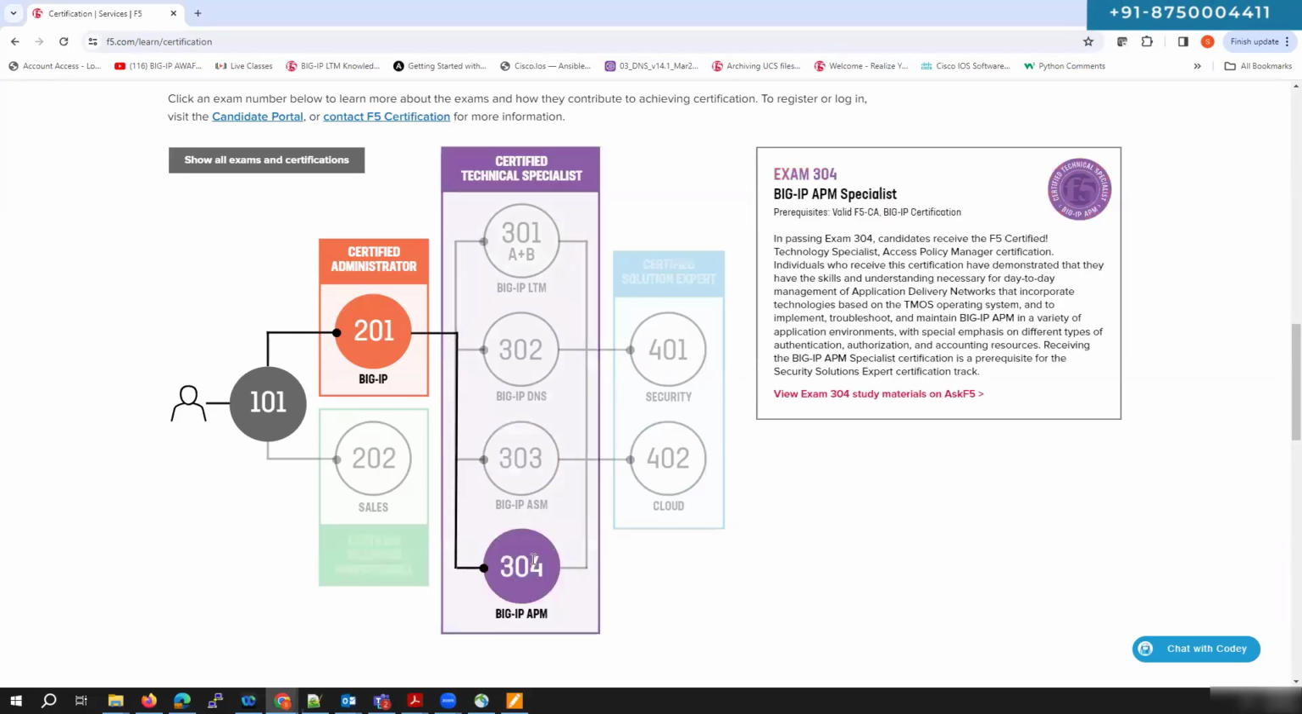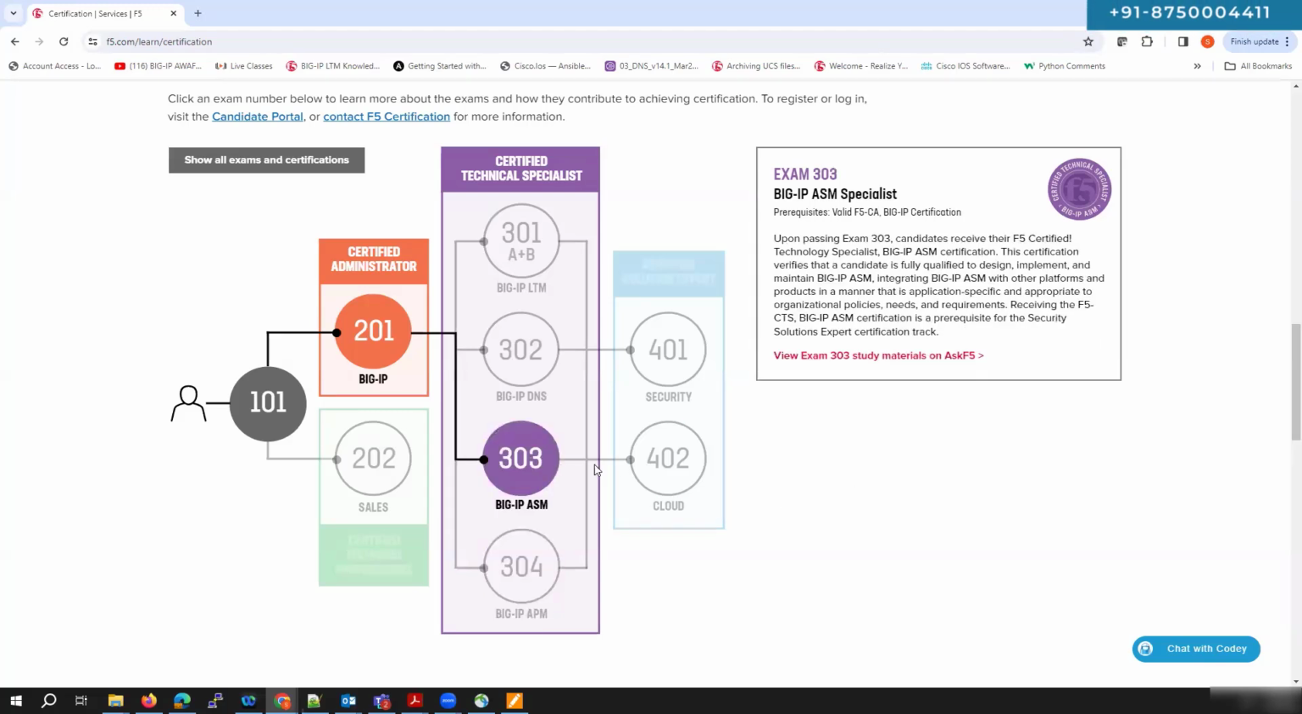So APM, Access Policy Manager, is for when you have some internal applications, or whatever applications you have, and you want to provide controlled access to that application to your end users. It's kind of a remote access VPN. That's what APM does. So you can provide your application access to your users with some sort of policies applied.